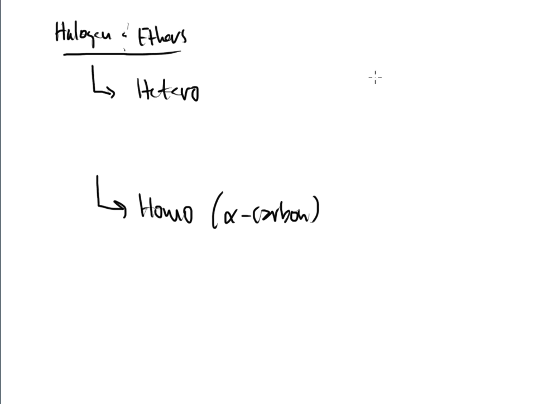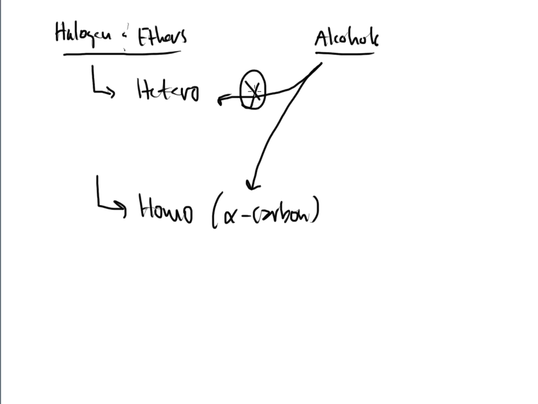The reason I'm bringing in alcohols at this spot is because alcohols do something very similar to what halogens and ethers do. Halogens do the homolytic cleavage. They focus on their alpha carbon and they begin to cleave at those spots. But alcohols do not really do a heterolytic cleavage. You never just chop the OH group off and go away with it. It does something a little bit special.